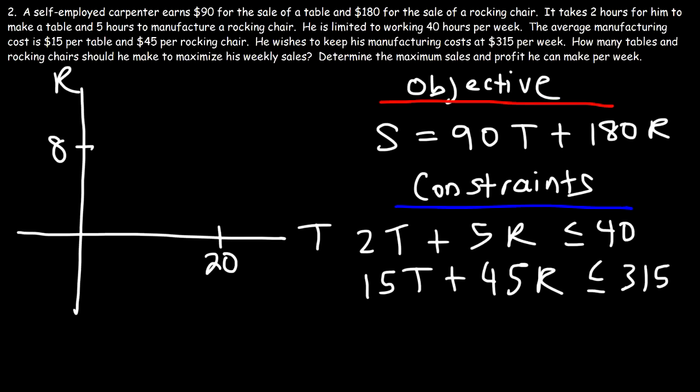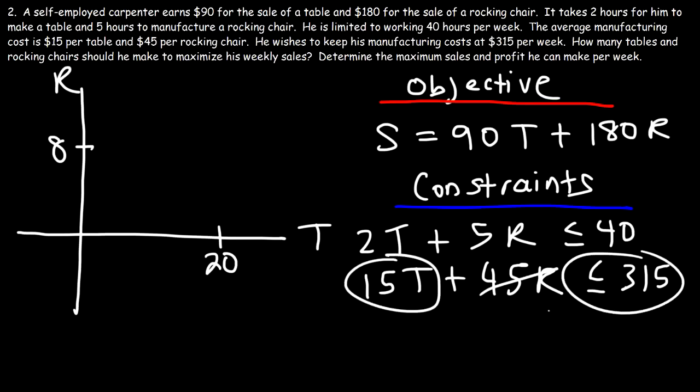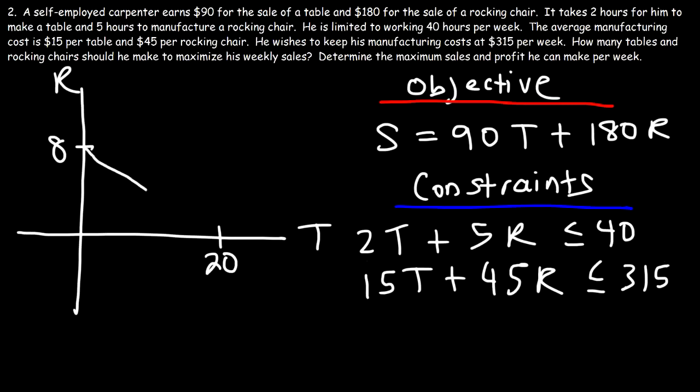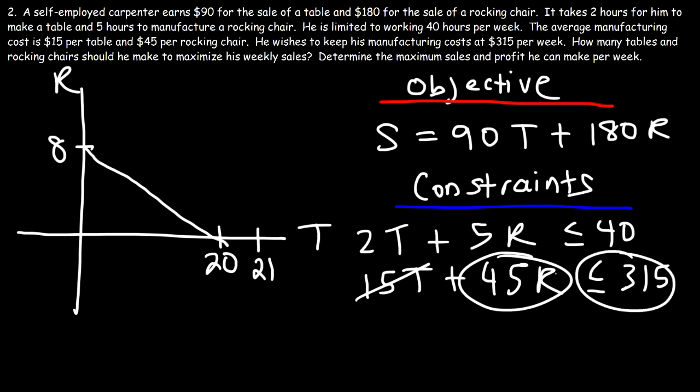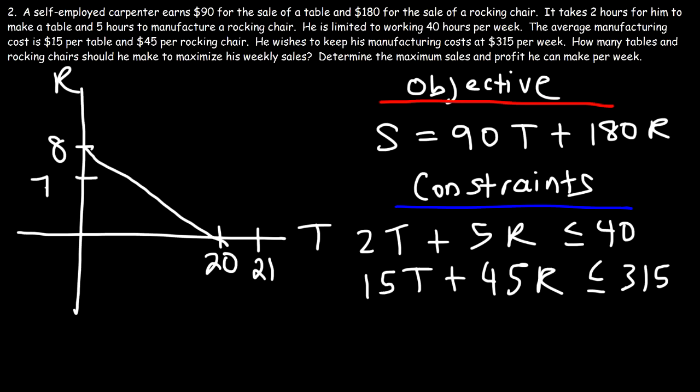Let's find the x-intercept. So if r is 0, we're going to have 15t is less than or equal to 315. So t is going to be 315 divided by 15, which is 21. Now let's make a line between these 2 points. Now the next point is going to be at 21. And then if t is 0, 45r will be less than or equal to 315. So 315 divided by 45 is 7. And so this is going to be the point of intersection.